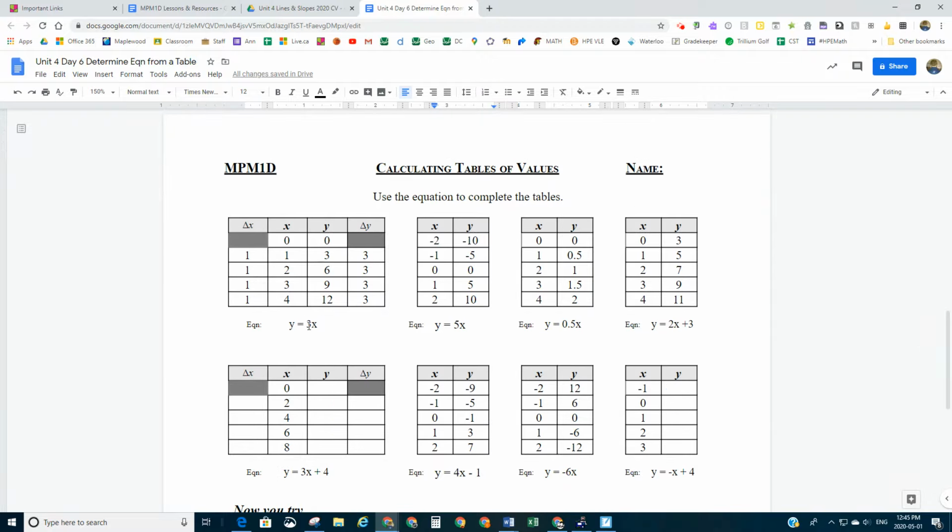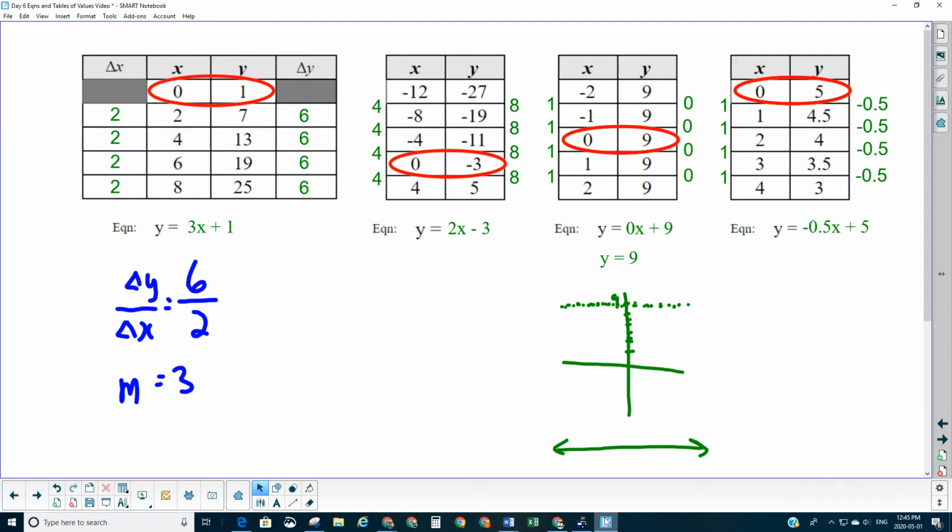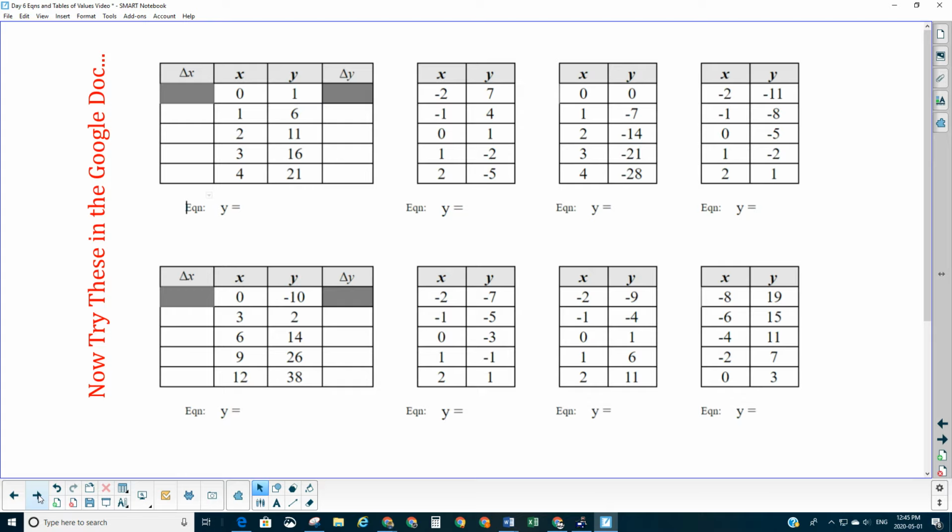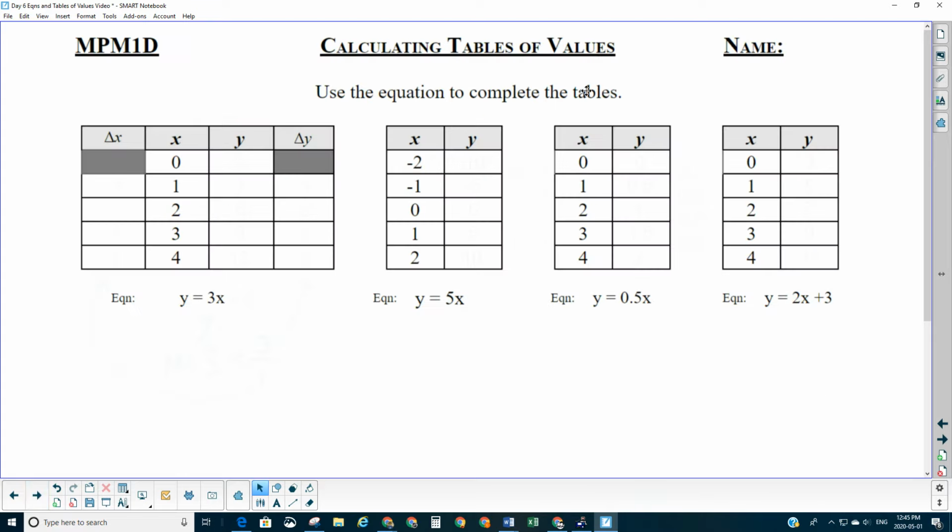I'm going to give you the equation, and you're going to need to come up with the table of values. So here, we're calculating the table of values when you have the equation. The first example is y equals 3x. We've learned before that that number right there is the slope, and the slope is 3. If we're thinking about slope, we like to think about it as rise over run. It's 3 over 1. So that means the delta y is 3, so this is all 3. And the delta x is 1, so these are all 1.